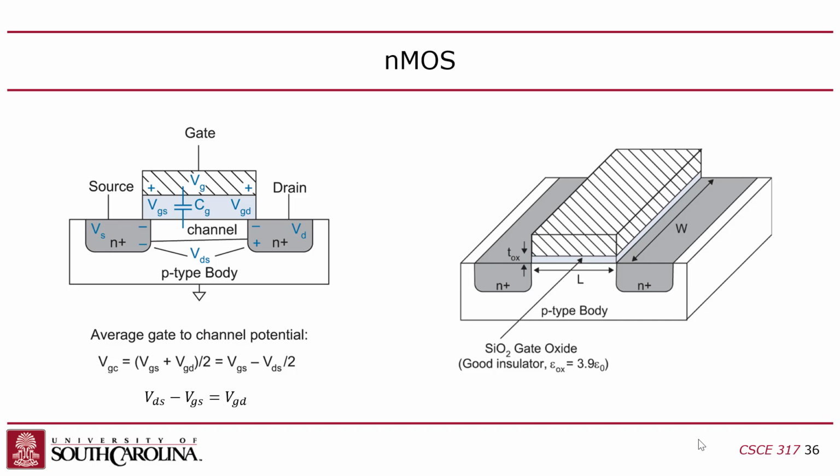The width, on the other hand, is this dimension. Generally you're going to adjust the width, because you get more current out of the transistor when you make it wider. Now, why would you want to do that? Why would you care about how much current you can get through the transistor?